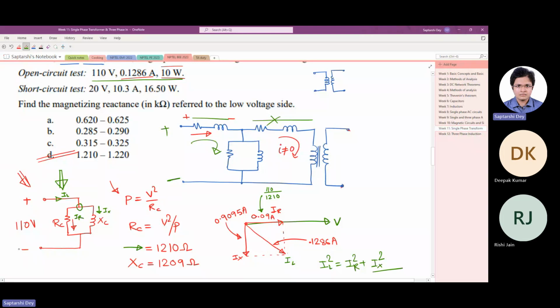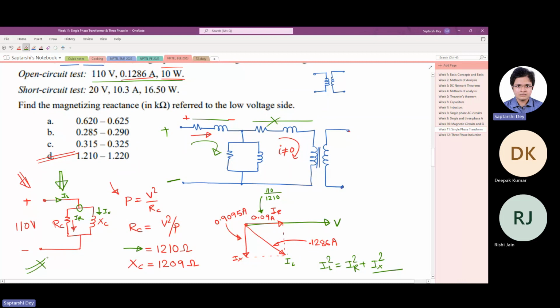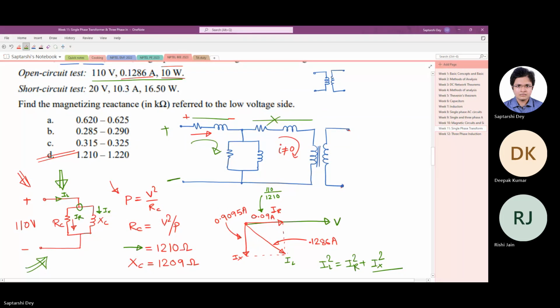What does this circuit tell you? What should be the voltage across XC? In parallel, voltage is the same. Same, so 110 volts. So you know the current through XC, you know the voltage across XC. From there, you can find out the value of XC.